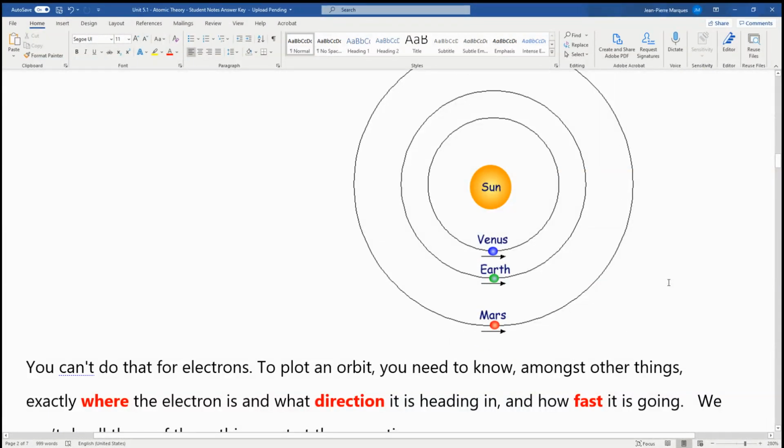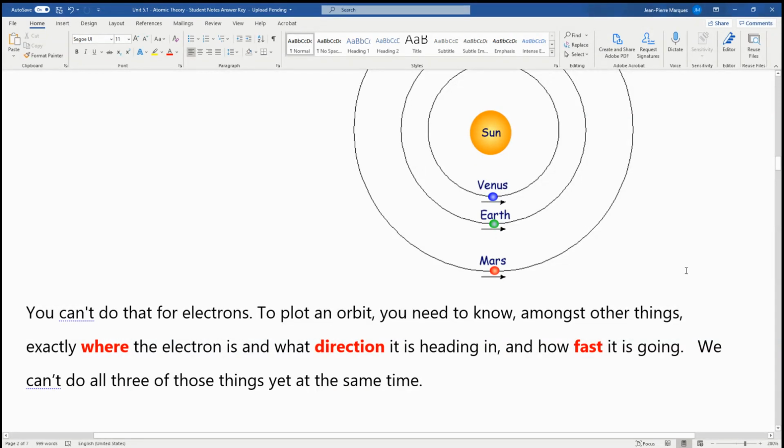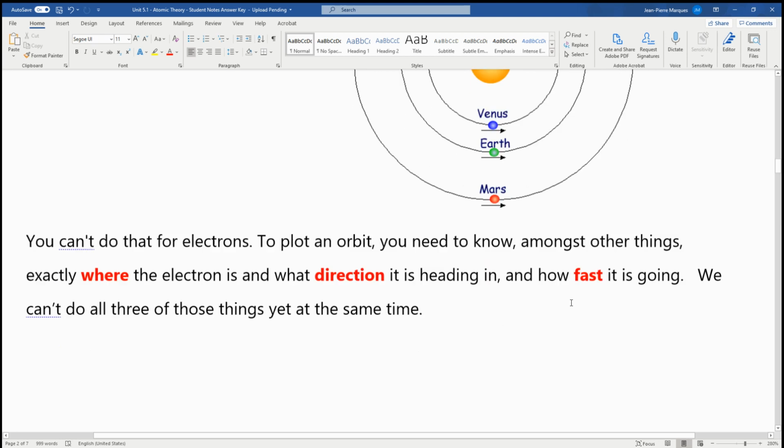Why is that? Well, simply put, to plot an orbit, you need information. You need to know things like, where is the electron? Which direction is it headed? How fast is it going? Those things we can do with planets, because not only can we observe them and know these things, but they do this in a predictable fashion. The problem is we cannot do these things for electrons. Well, why is that? Okay, so let's get to our next part.